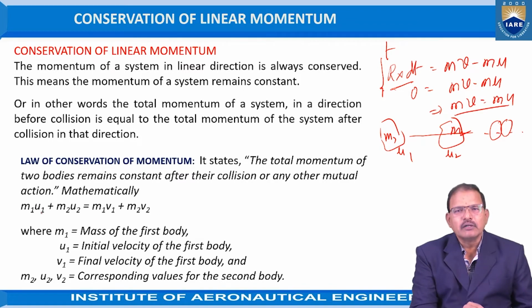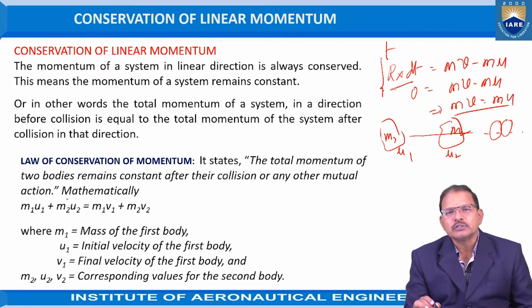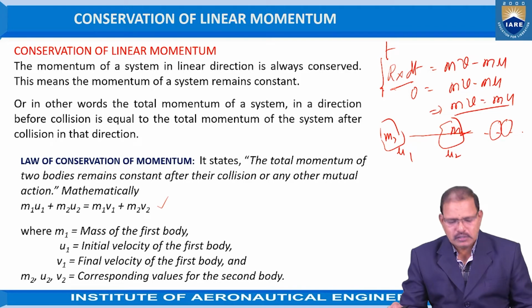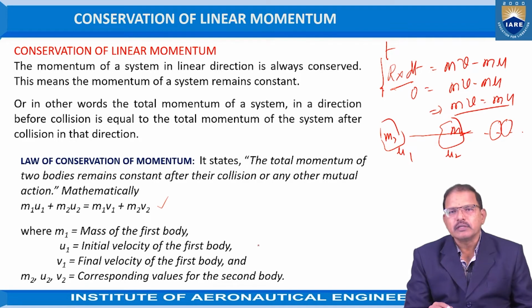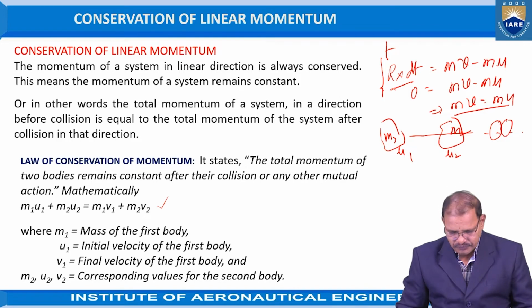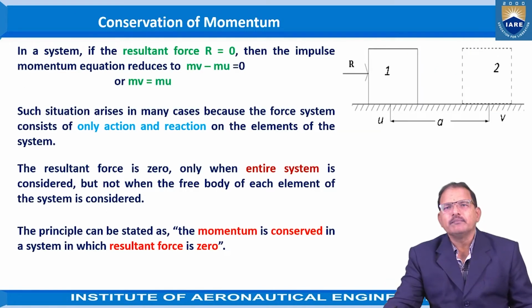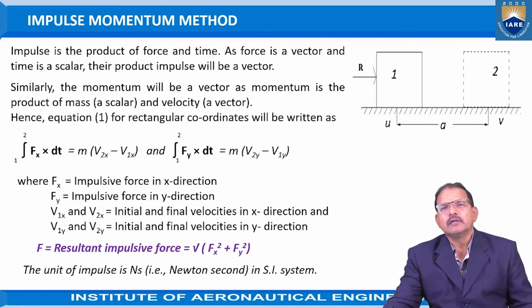So it is represented as m1 u1 plus m2 u2, the momentum possessed by the two bodies before the collision, which should be equal to m1 v1 plus m2 v2. Here m1 is the mass of the first body, u1 is the initial velocity of the first body, and v1 is the final velocity of the first body. Similarly, m2, u2, v2 represent the corresponding mass, initial velocity, and final velocity of the second body. That is the conservation of momentum. It takes place when the resultant force acting on the body is equal to 0. Now, the impulse momentum method.